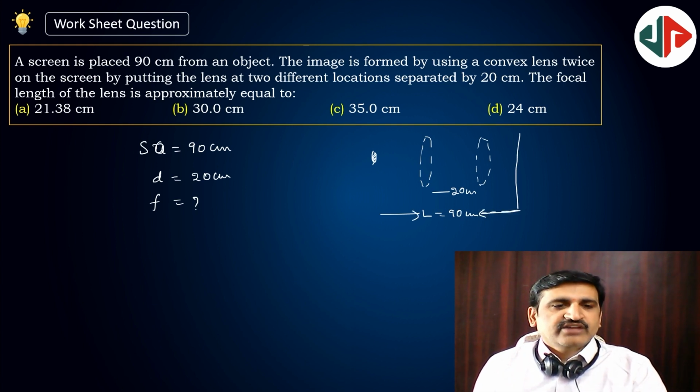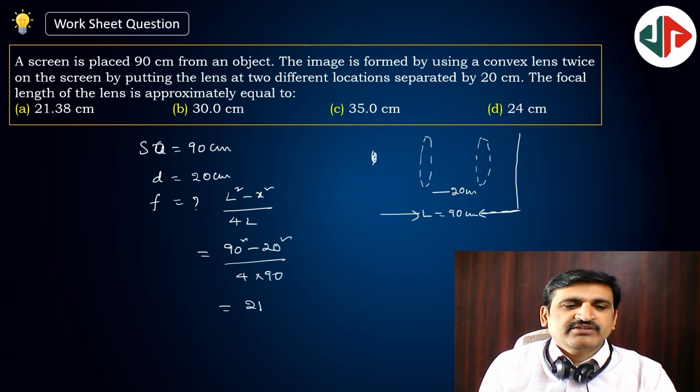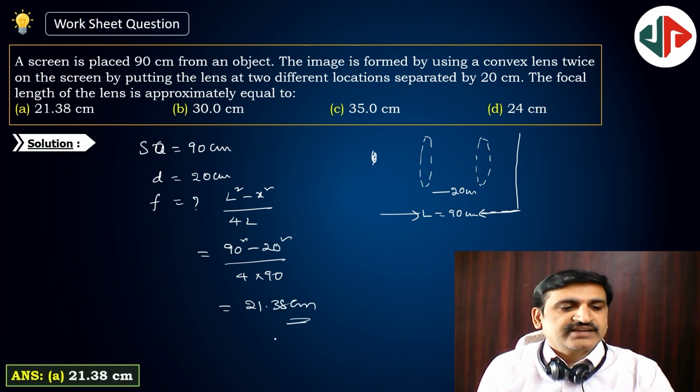So we are going to have this formula: (L square minus x square) by 4L. That is equal to (90 square minus 20 square) by (4 into 90). So roughly it will be 21.38 centimeters. So you are going to have the answer as A. Next.